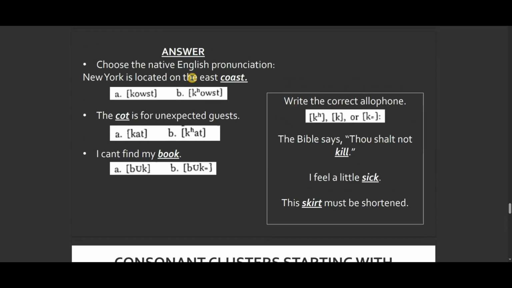We can also practice by answering the following. Choose the native English pronunciation. New York is located on the East Coast. Which one do you think will be the correct allophone? Coast or coast? The coast is for unexpected guests. Do you think A for cut or B for cut? I can't find my book. Will it be A book or B book?